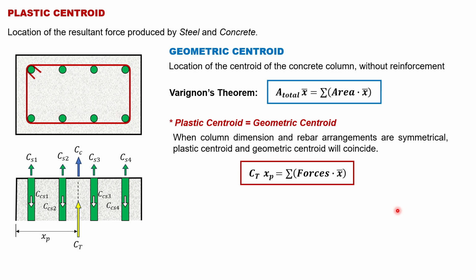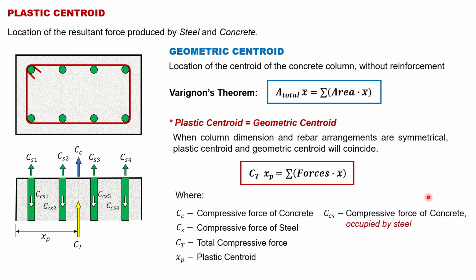Now, this is the formula for locating the plastic centroid. The total force times its moment arm, the x sub p, or the location of the plastic centroid, is actually equal to the summation of all the forces acting with their moment arm x bar. Very similar to the geometric centroid. For geometric centroid, we use area because it is geometry. For the plastic centroid naman, we use forces.